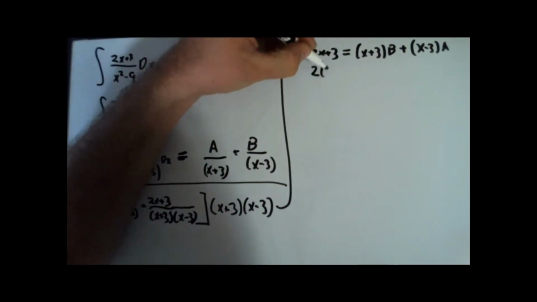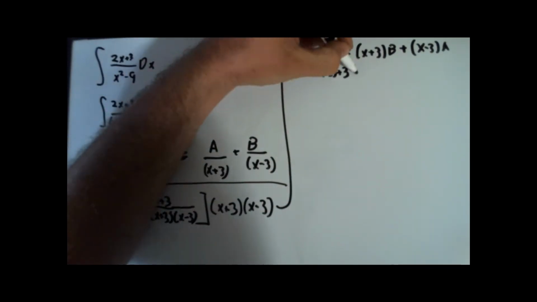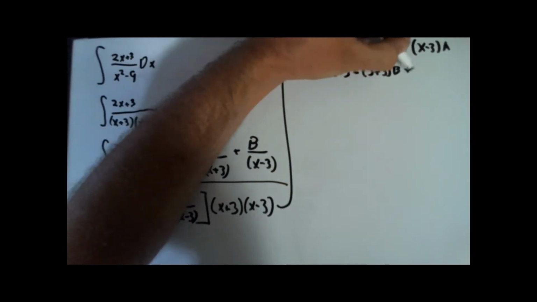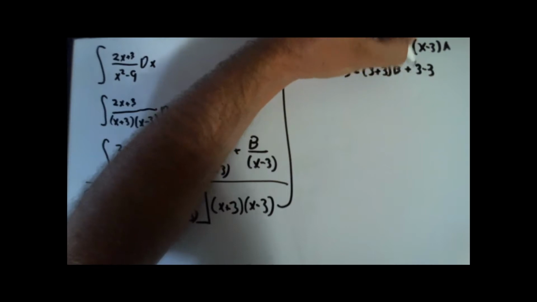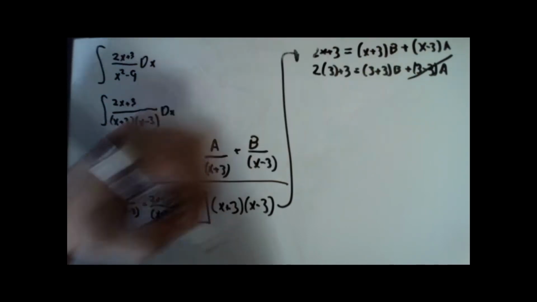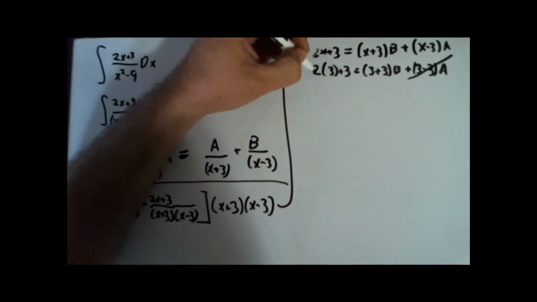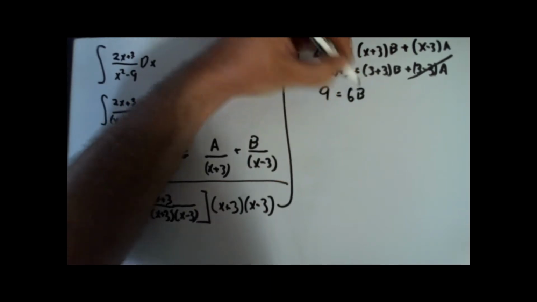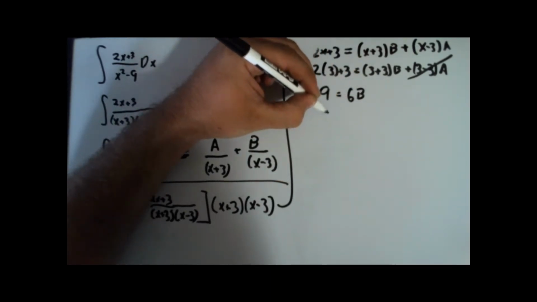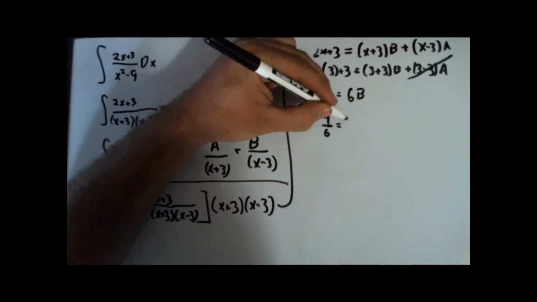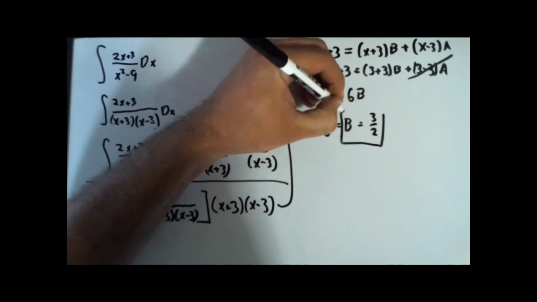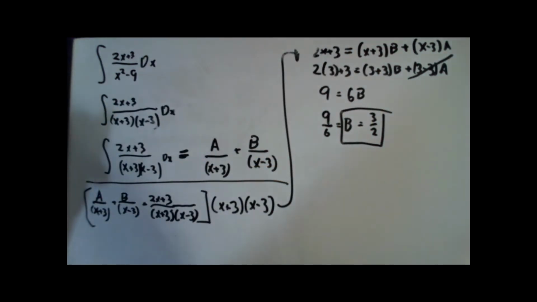So 2 times 3 plus 3 equals 3 plus 3 times B plus 3 minus 3 times A. A cancels out to 0. Simplifying this, 2 times 3 is 6 plus 3 is 9 equals 6B. That means dividing by 6, 9 over 6 equals B, which reduces to 3 halves. And we have that value for B. Why don't we go ahead and do that for A as well?